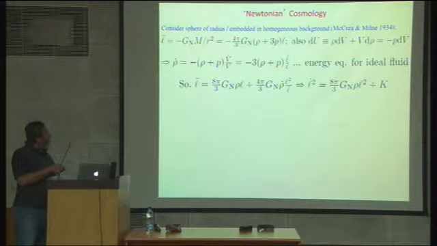So I can write it in this form, which allows me to integrate it once. So L double dot I integrate once, I'll get L dot squared, right? And that will be now proportional to G rho times L squared plus some constant of integration. Okay.